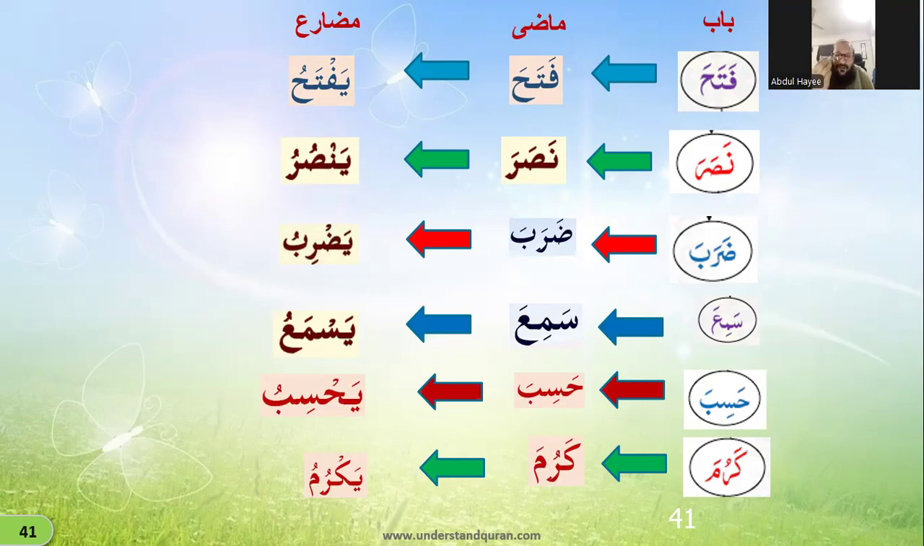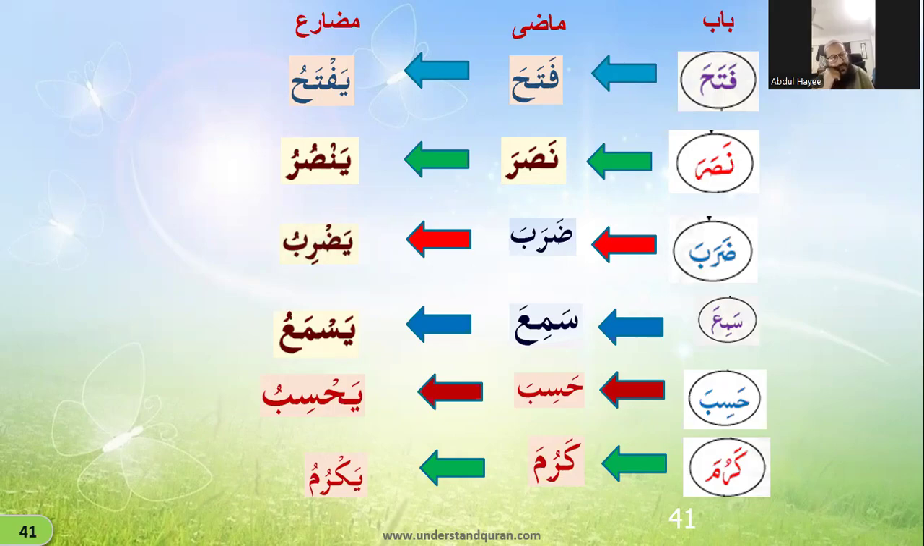There are 6, so 3 left. Samia, in madi it has a kasra; no other bab has that. If madi kasra, mudari fatha, the bab is Samia, so they become 4. How many are left? 2. Both have fatha in madi, but in mudari, one has dhamma, one has kasra. The one which has fatha in madi and dhamma in mudari is Nasara. The one which has fatha in madi and kasra in mudari is Daraba.